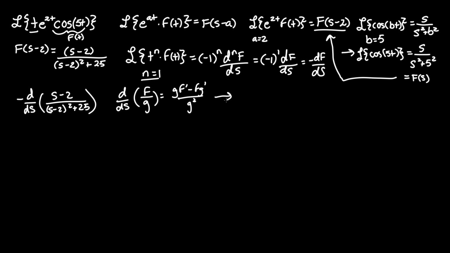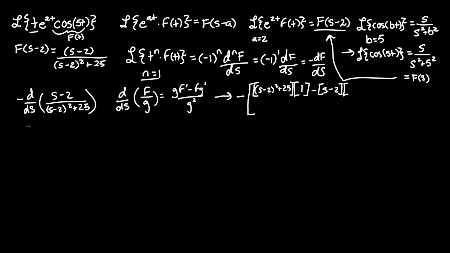With our known numerators and denominators, don't forget to leave out the negative in the front. You take g, the denominator, and put it out on the top without any derivative. So s minus 2 squared plus 25. And then you multiply by f prime. So the derivative of s minus 2 with respect to s is just 1. Then minus f, which is s minus 2, times g prime, which is the derivative of the denominator.